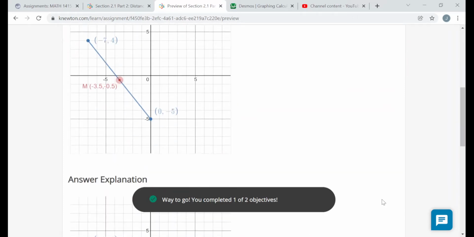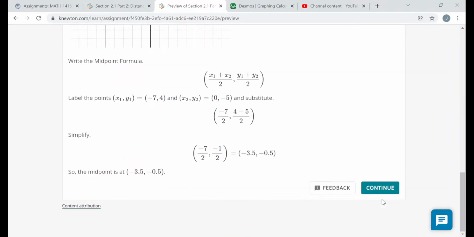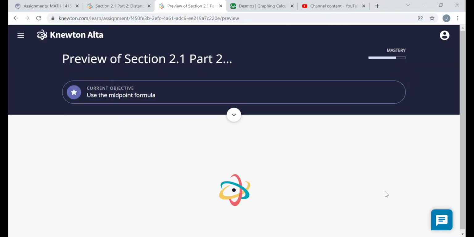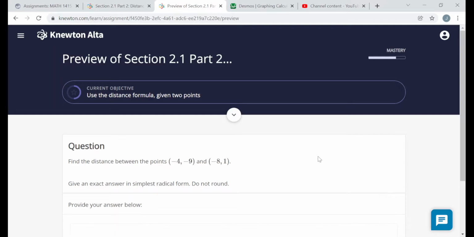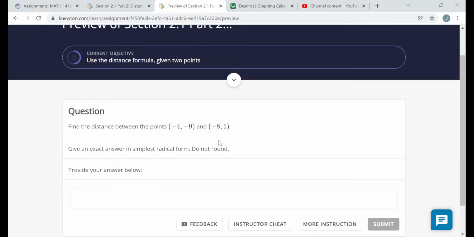Alright, and then the last, that's it for that objective, and there's only the one other objective. So the last remaining problem should be on the distance between 2 points. Once again I'll go back to that distance formula sheet, and we'll just write up these points we're given and find the distance between them. And again, we want to give our final answer in simplest radical form.